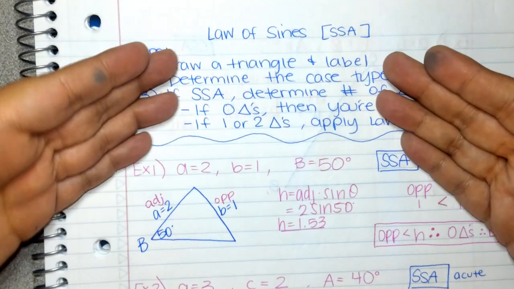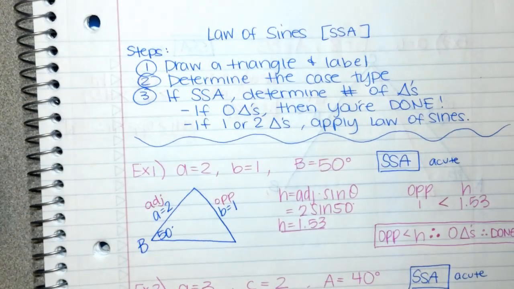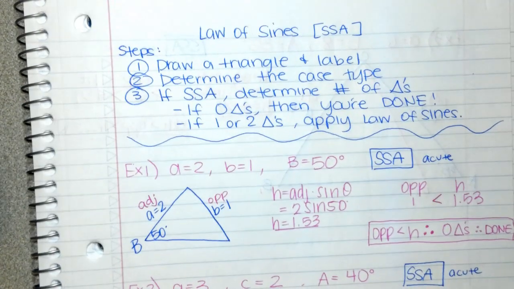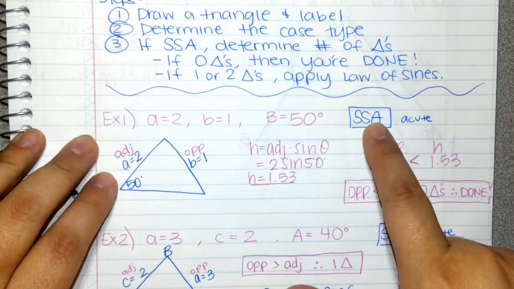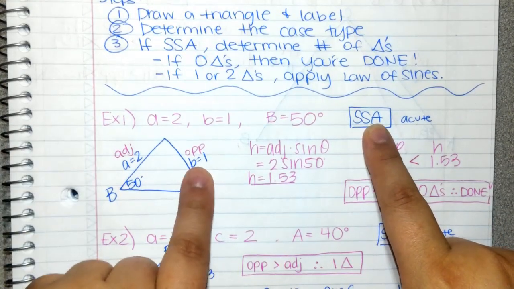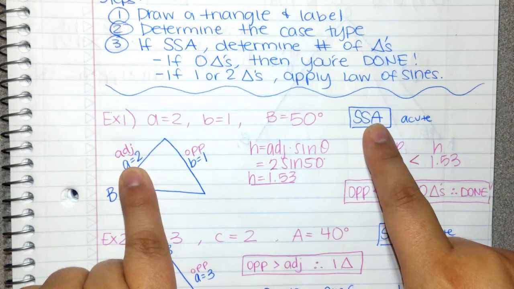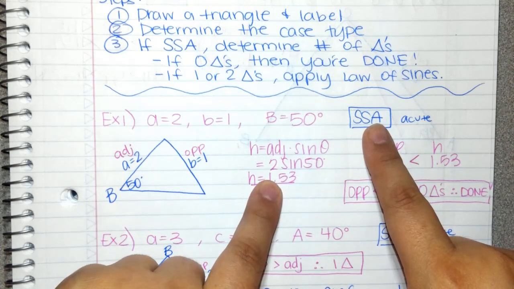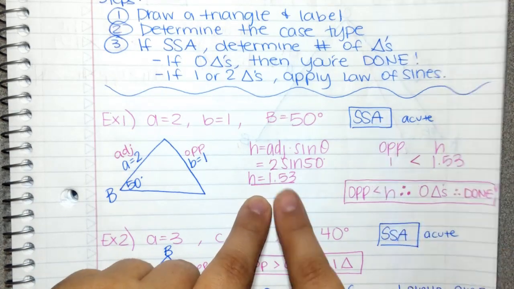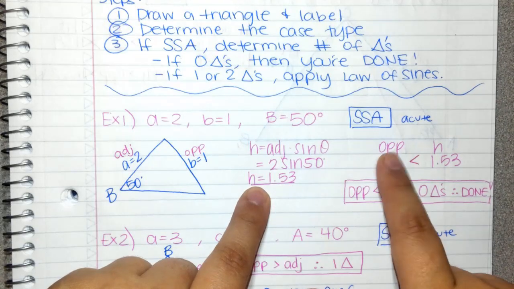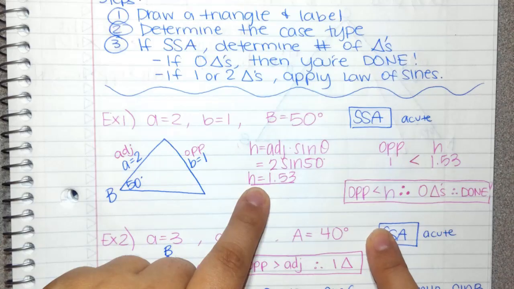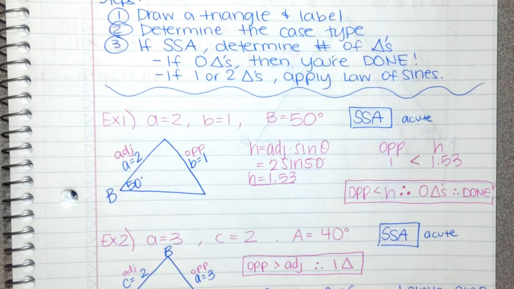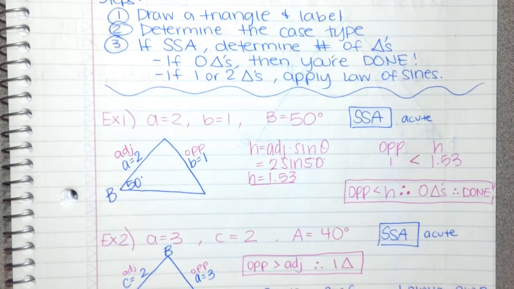Then we applied that to finding the sides using law of sines. So this first one was SSA. My opposite was not bigger than my adjacent, so I had to find the height. I found the height, and my height was less than my opposite. So there are 0 triangles. If there are 0 triangles, you can't figure out anything because the triangle does not exist. You're done. We like 0 triangles.